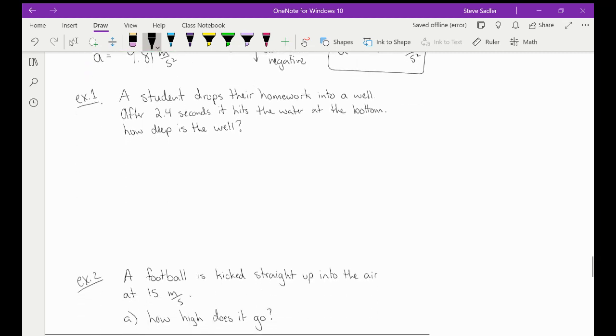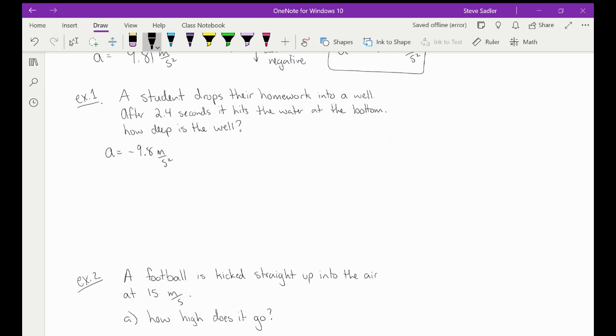So let's do a problem. A student drops their homework into a well. After 2.4 seconds, it hits the water at the bottom. How deep is the well? So this is something falling, acceleration due to gravity. If we are to write all the things that we know, well, we already know acceleration is negative 9.8 meters per second squared.